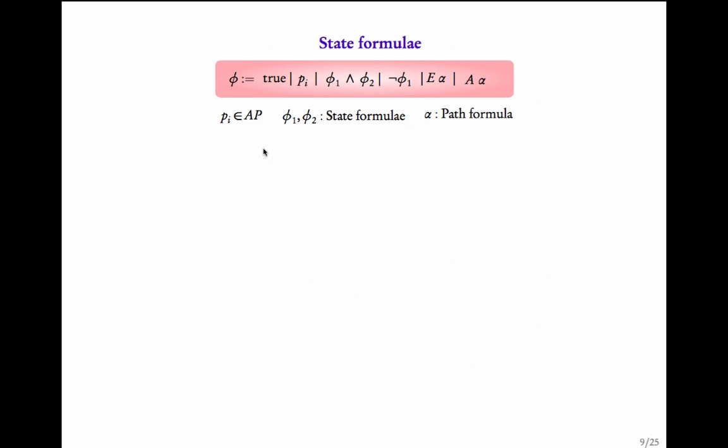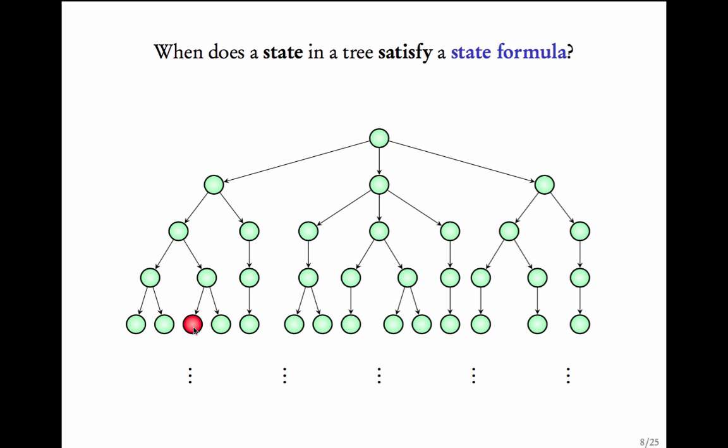These are the state formulae. Every state in the tree satisfies true. A state satisfies Pi if its label contains Pi. For example, if this state has P1, P2, then it satisfies P1 and it also satisfies P2.